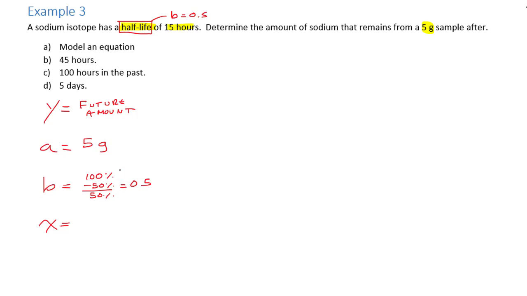Now, we've got to be careful here with x. It has a half-life of 15 hours. So that means every 15 hours, you're going to have half of what you had. So I'm just going to use h for the hours, or n for the number of hours, whatever you want, divided by 15.